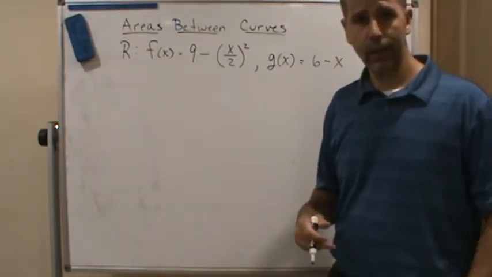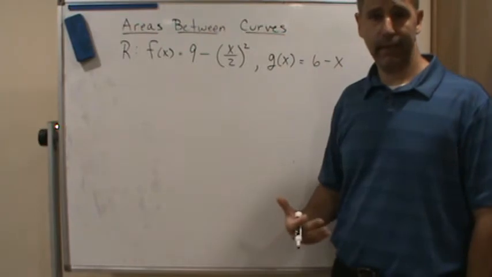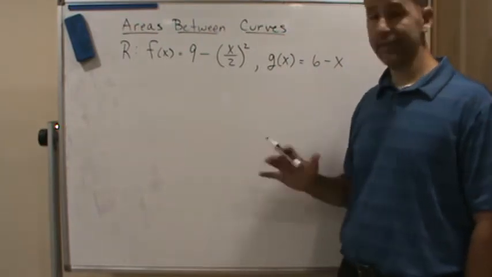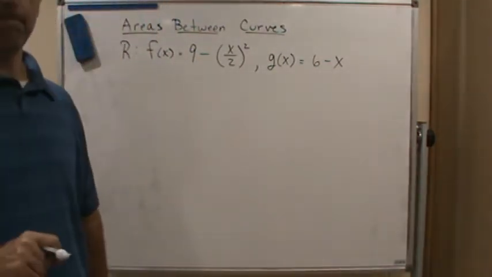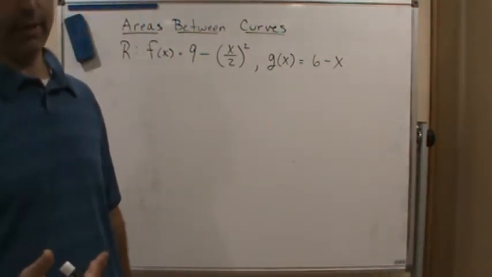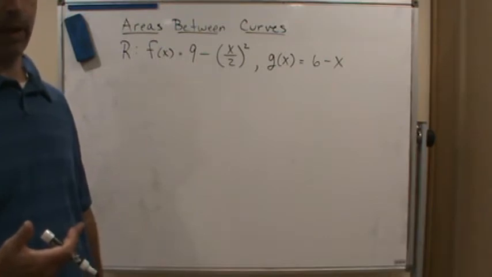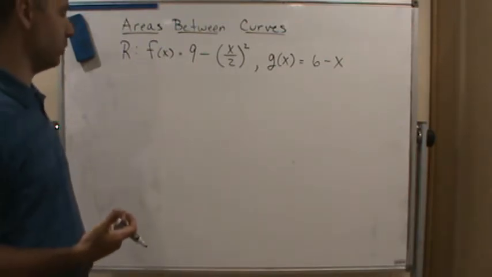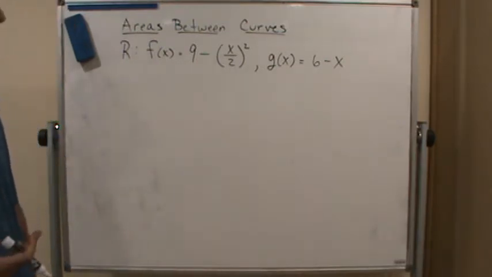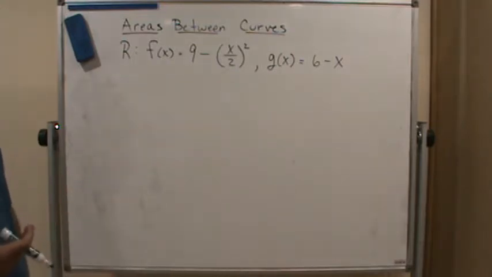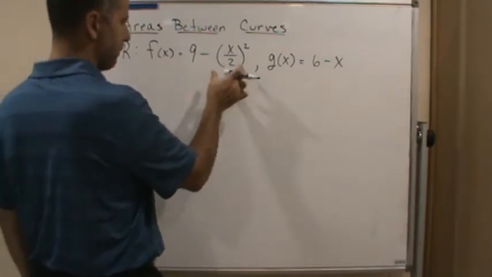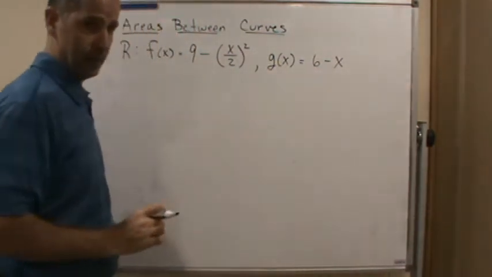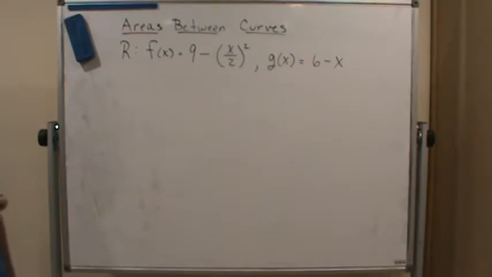Okay, welcome. So we're going to do another example of finding the area between two curves, but this time we're not given the closed interval. What the problem asks is we want the area that's bounded by these two curves. It's bounded above by this curve, and it's bounded below by this curve. That's what they tell us, and they want us to find the area of the region bounded by those two curves.